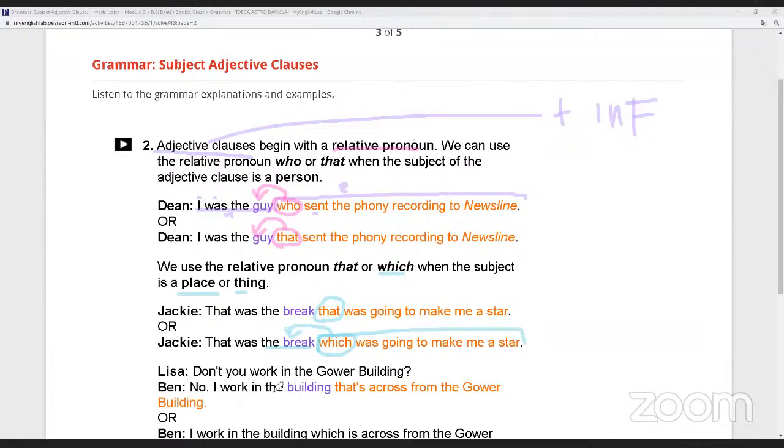Okay. How about the second one? I work in where. In this case, we're talking about a place. Where do you work, right? In the building. So this is a place, the building. So I have the relative pronoun that is working on the building, and then I have more information about the building, and the information I'm going to find in the adjective clause.